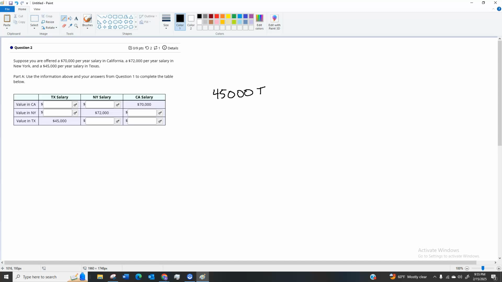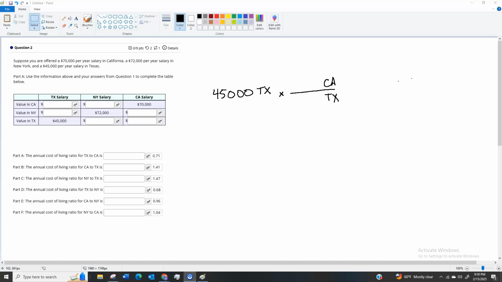So this is kind of how Professor Andrews does it. She says $45,000 Texas, and then she does a multiplication. And because it's a multiplication, she says when you go back and you grab your other values, put Texas on the bottom so that the Texases cancel and you get California left over, which is the value that you want. So let's go back over and grab those numbers. Okay, so I went back and grabbed the numbers from the first problem, from question 1.